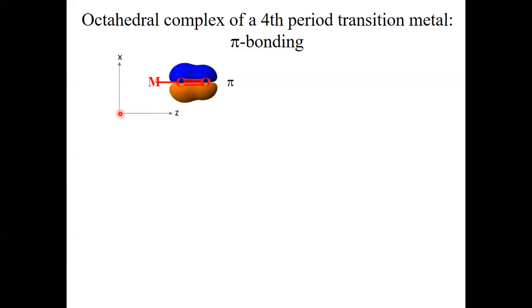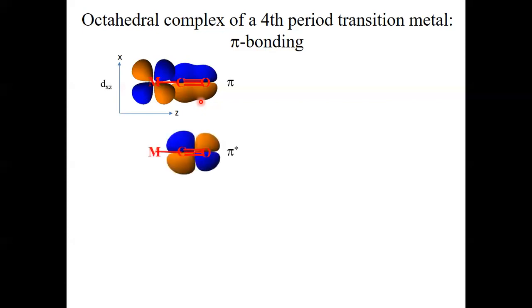Now we can say where we have a bonding pi molecular orbital, which is here in this XZ plane, this one could overlap with a dXZ orbital in a pi fashion. You can see that there's pi orbital overlap between these two lobes of our dXZ and that pi molecular orbital of the carbonyl ligand. This is just an illustration that there's really pi overlap present.